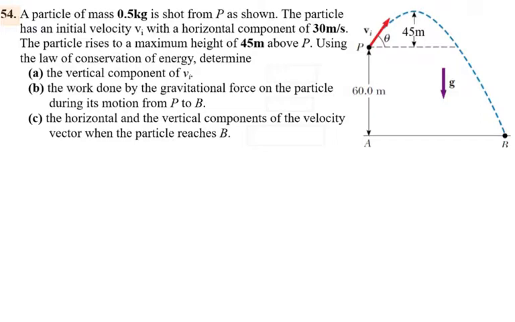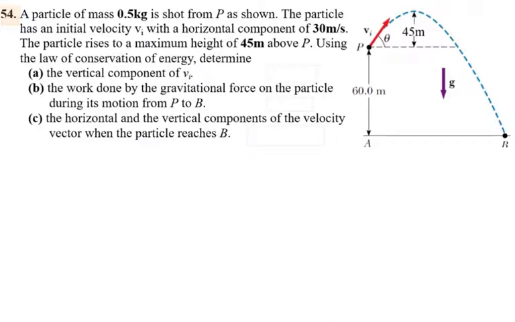I think this is a somewhat challenging question for some students, so let's do it here in the video. A particle of mass 0.5 kilogram is shot from point P as shown. The particle has an initial velocity vi, so that's initial velocity, with a horizontal component of 30 meters per second.